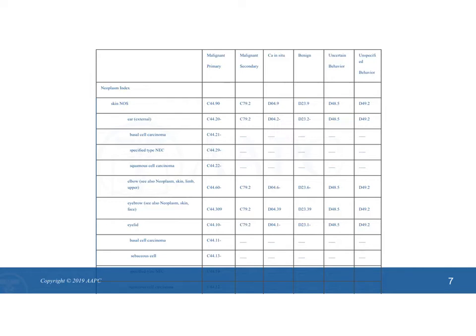But if we were talking about adenocarcinoma of the prostate, we would come to the index first, look up the word adenocarcinoma. If prostate is not listed under there, then it will give us guidance and it will say, refer to the neoplasm table. When you come to the neoplasm table, you then go to the term prostate. Then you will need to pick, is it primary, is it secondary, is it in situ, benign, uncertain, or unspecified. And that's how you would utilize the neoplasm table.